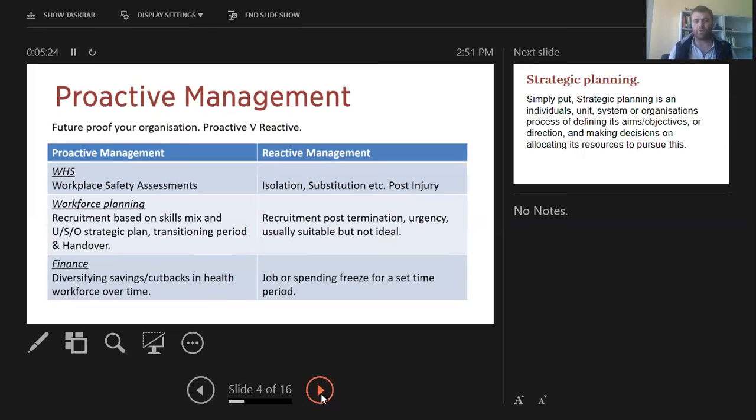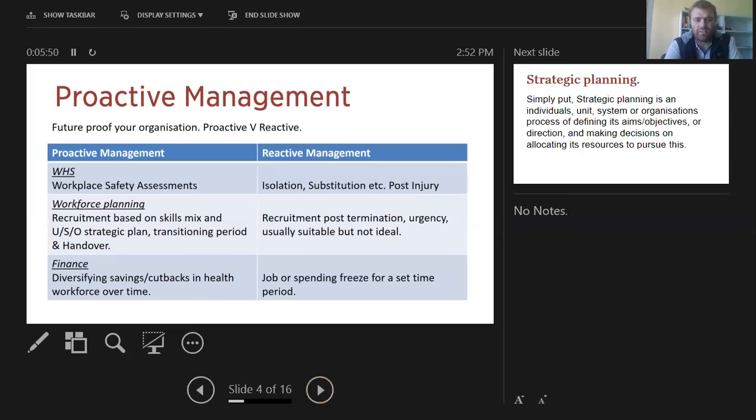A reactive approach would be recruitment based primarily as a form of post-termination. So someone's lost their job or someone's quit. Usually this is done with a lot of urgency, so a lot of the time the candidate that's chosen is not the most suitable or the most ideal, but is the person there at the time.